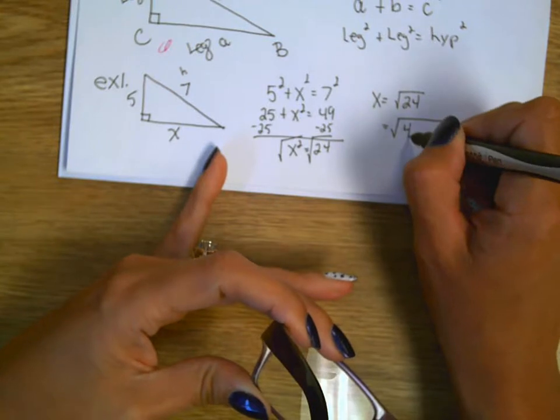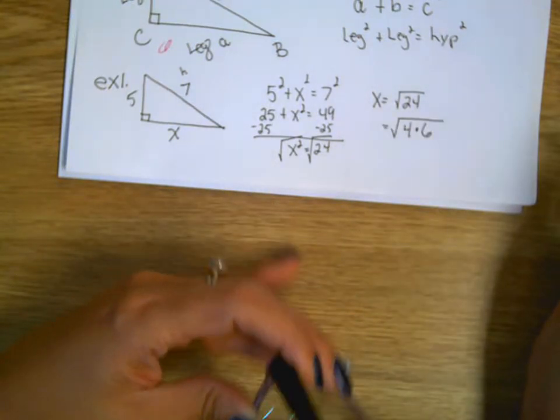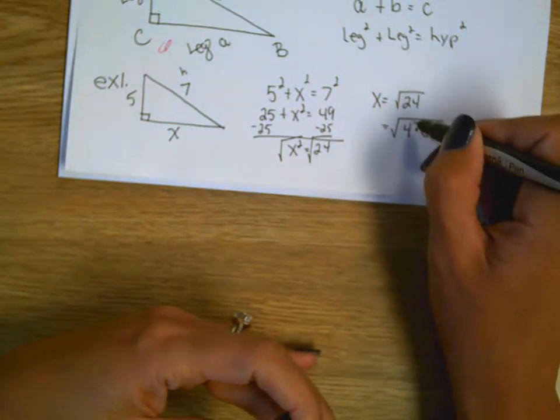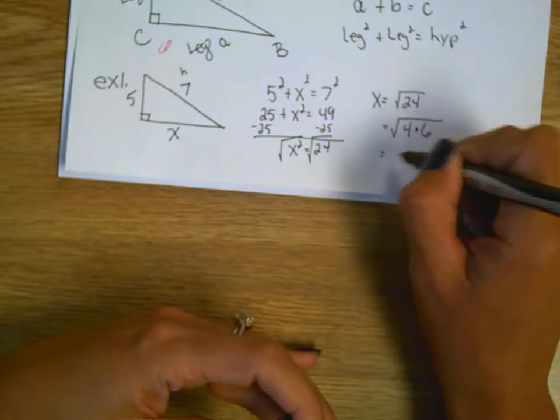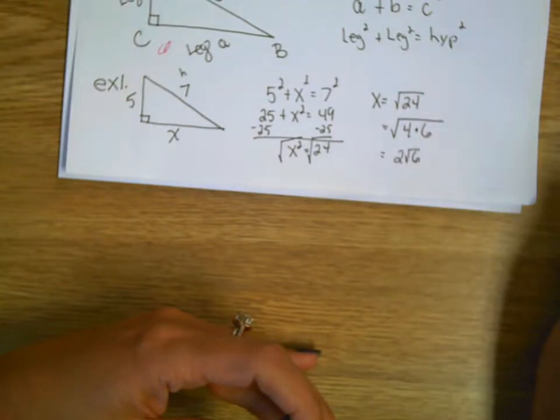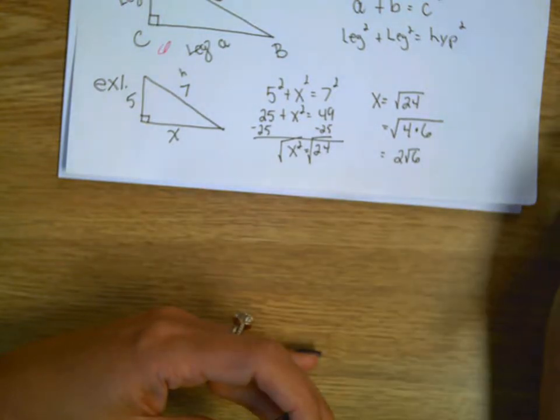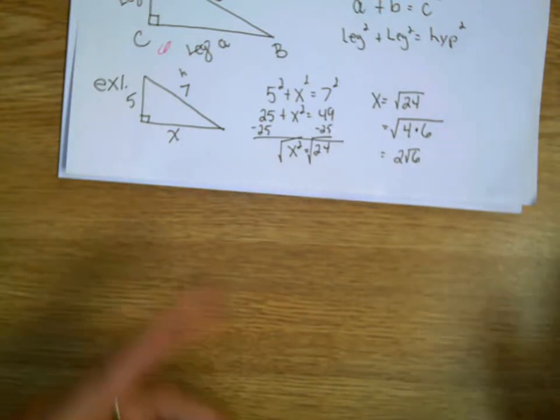4. Do you agree 4 times 6 is 24? And we know what the square root of 4 is. It comes out as a 2, and the 6 stays under. Lots of exact in the upper level math. Good? Okay.